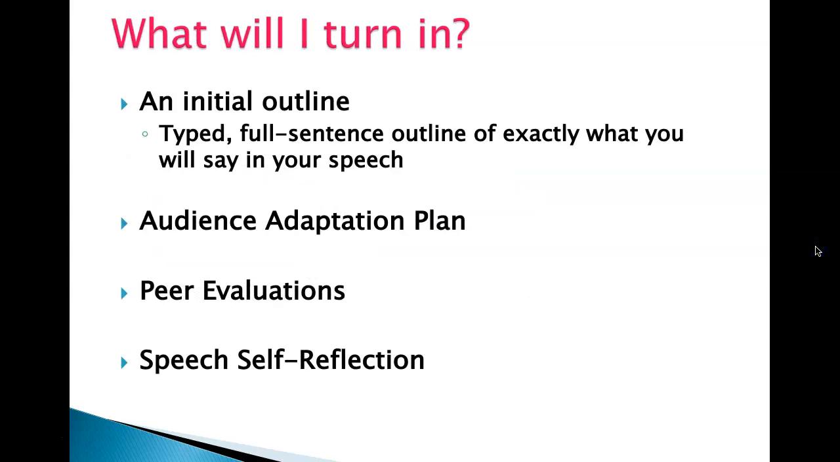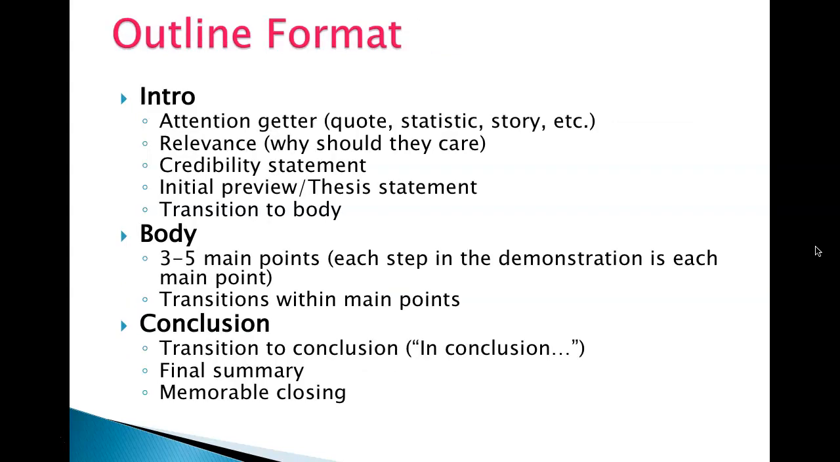What will I turn in? An initial outline, it's going to be a typed full sentence outline of exactly what you will say in your speech. An audience adaptation plan, peer evaluations, and a speech self-reflection. I'm going to go over all of this stuff. So the outline format, you're going to have an introduction, a body, and a conclusion. We're going to go over this more, so I'm not going to spend a lot of time going over it right now, but just as an overview for how your outline is going to look.